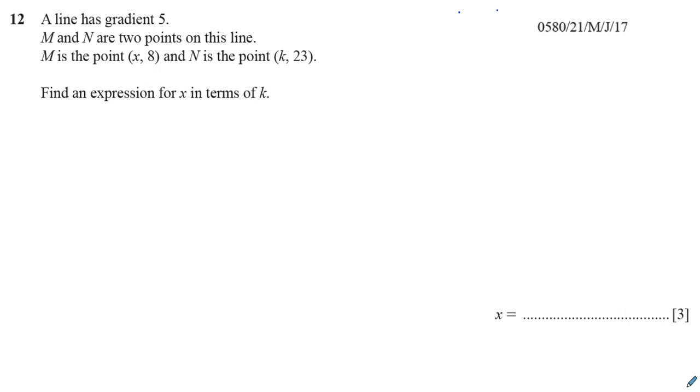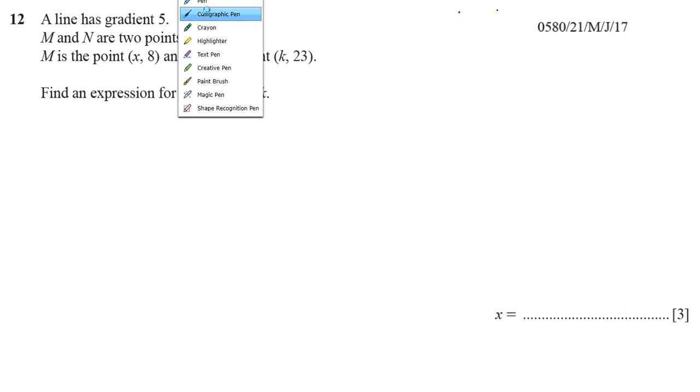Okay, here we have question number 12. Question number 12 from summer 2017, variant, paper 2, variant 1. A question about straight line graphs, gradients.